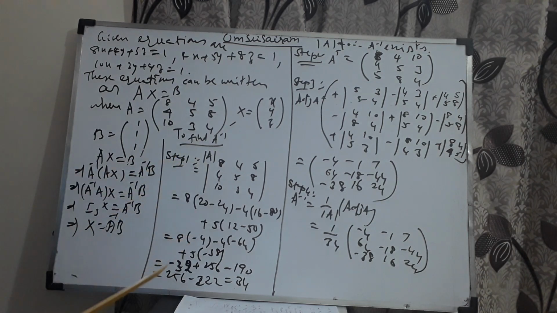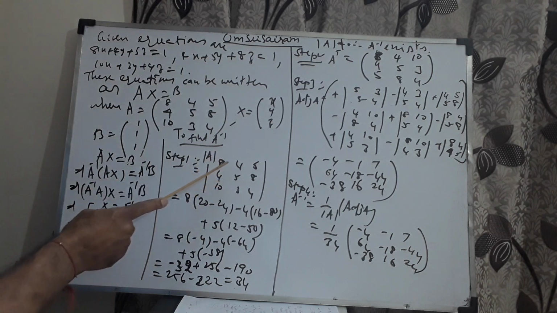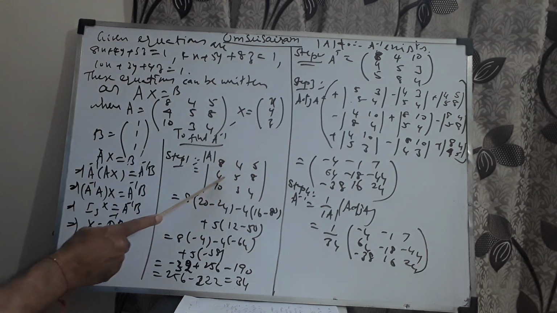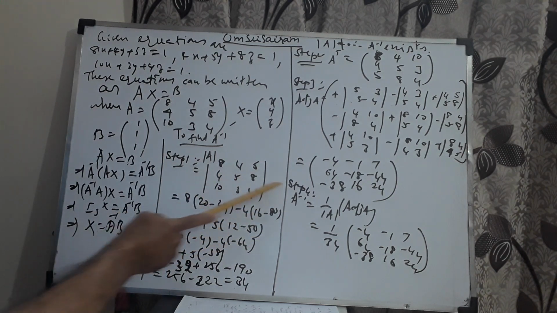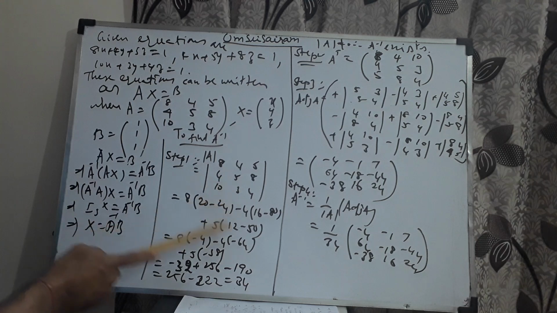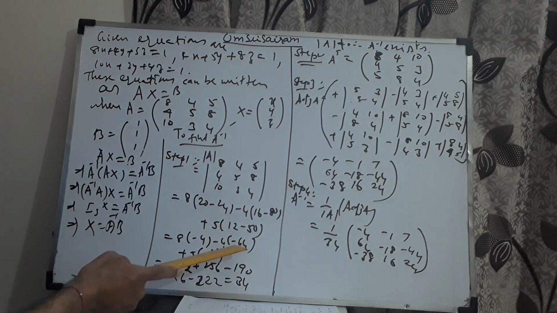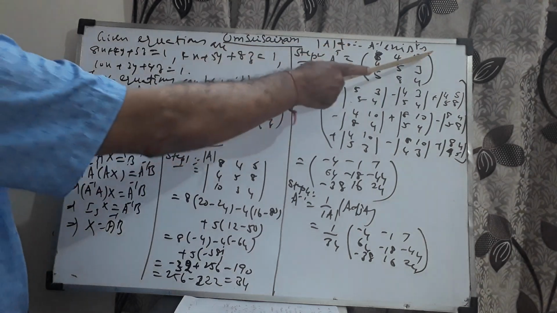Step 1, there are 4 steps involved. Determinant A. Determinant 8, 4, 5, 4, 5, 8, 10, 3, 4. 8 into 20 minus 24, minus 4 into 16 minus 80, plus 5 into 12 minus 50. 8 into minus 4, minus 4 into minus 64, plus 5 into minus 38. Minus 32 plus 256 minus 190. 256 minus 222 is reduced to 34. Determinant A not equal to 0, therefore A inverse exists.